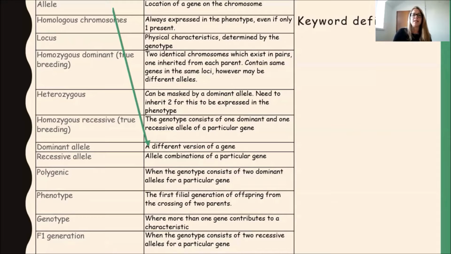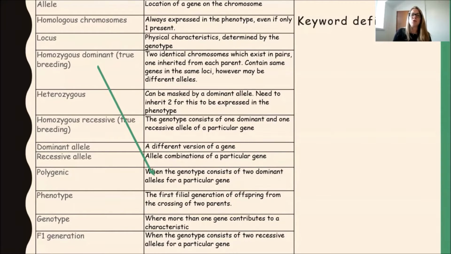The next one is homologous chromosomes. Homologous chromosomes are where you inherit 2 identical chromosomes. Chromosomes exist in pairs. You have 23 pairs in each of your diploid cells, and one of those chromosomes is inherited from one parent and the other from the other parent. They have genes in the same locus, however, as we've just discussed, they may be different alleles. The next word is locus. Locus refers to the location of that gene on the chromosome, so literally where it is placed on that chromosome.